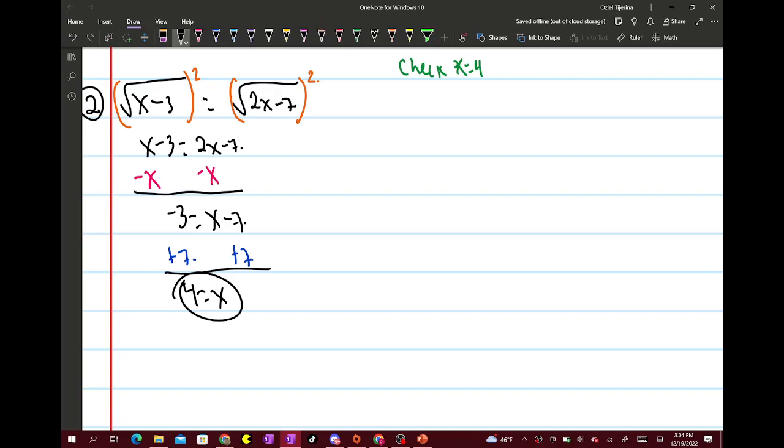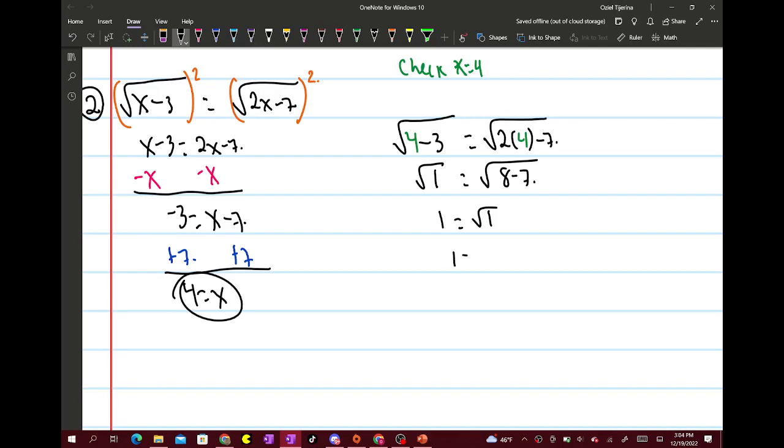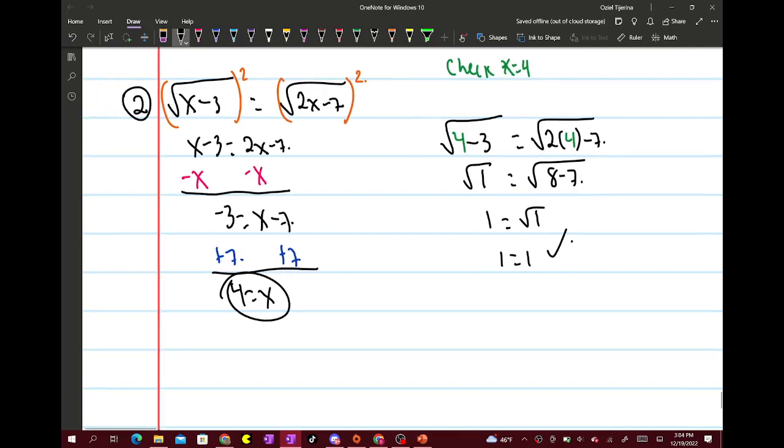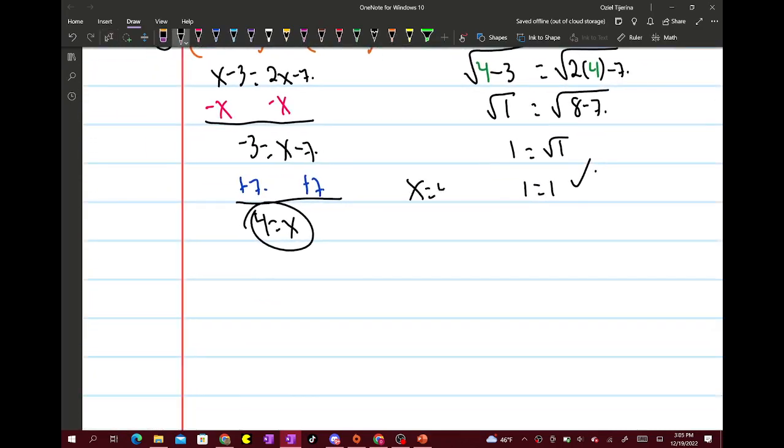So we would plug in 4 for x: the square root of 4 minus 3 is equal to the square root of 2 times 4, minus 7. This is the square root of 1, and this is the square root of 8 minus 7, which is the square root of 1. So 1 is equal to 1. This works, so your solution is x equals 4.